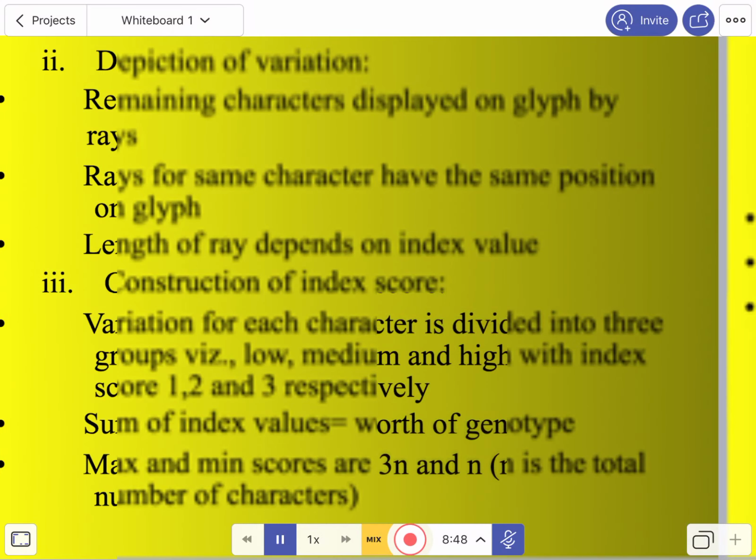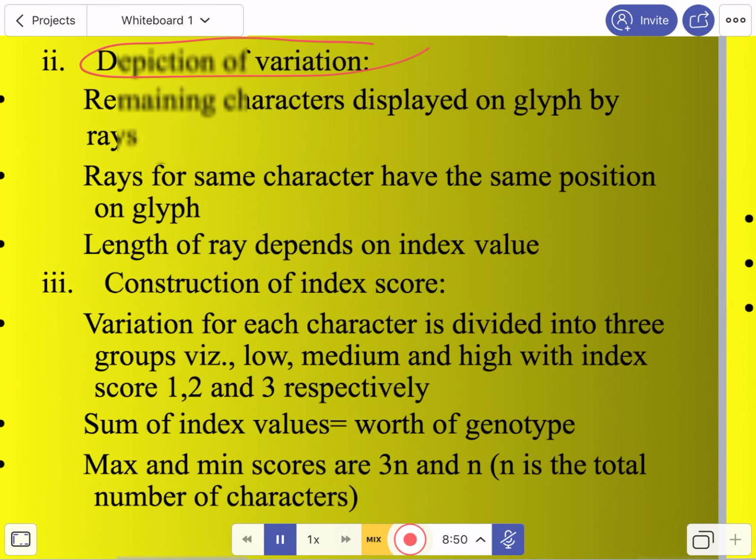After plotting the glyphs on the graph, the second step is the depiction of variation. The remaining characters, other than the two showing high variability that we put on the x-axis and y-axis, are displayed on the glyph by rays. Rays for the same character have the same position, and the length of the ray depends on the index value or index score.